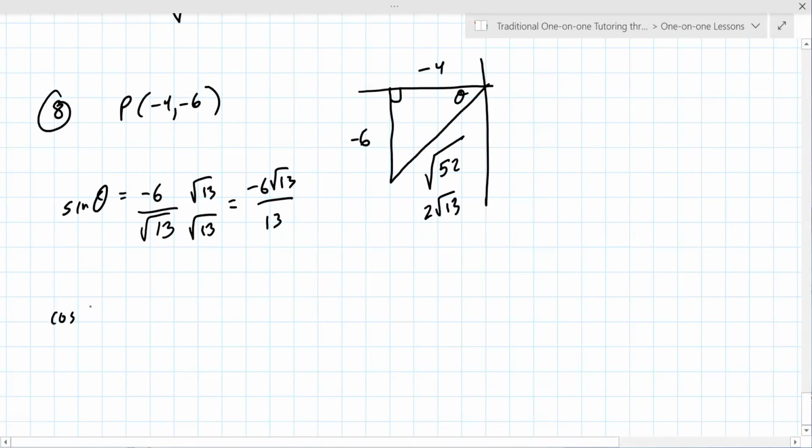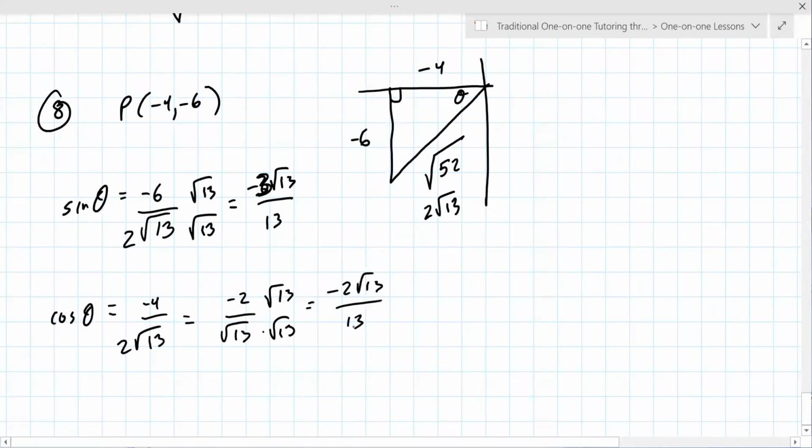And then cosine theta is going to be minus 4 over square root of, oops, I didn't put the 2 in. That's really bad. That actually does affect this. It becomes 3 up here. So that's negative 2 over square root of 13, multiply top and bottom by square root of 13, negative 2 square root of 13 over 13.